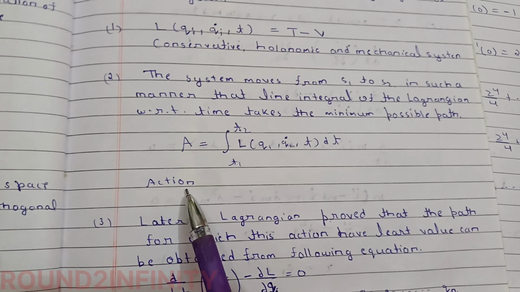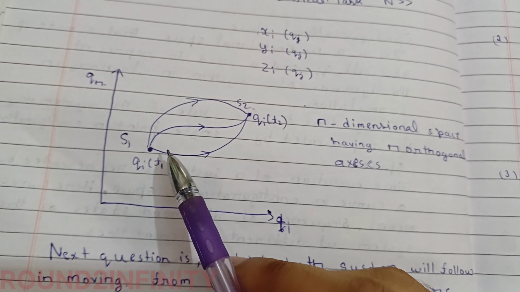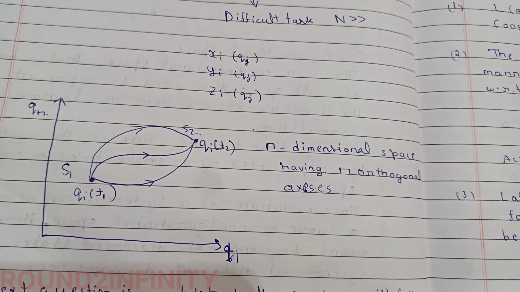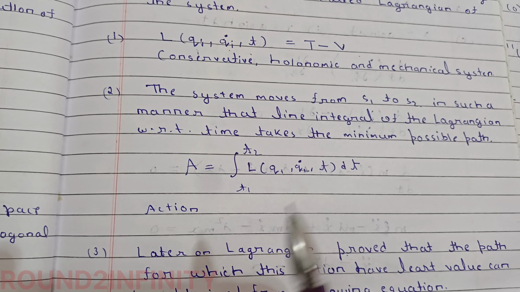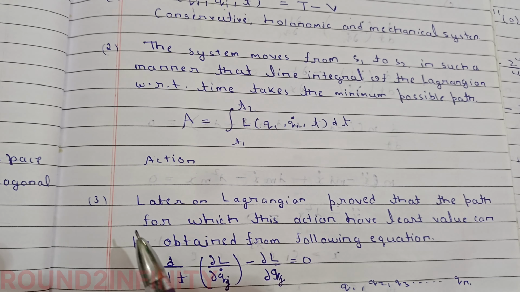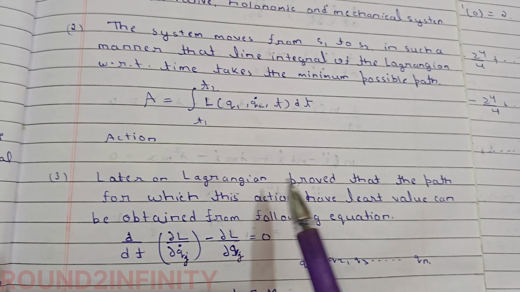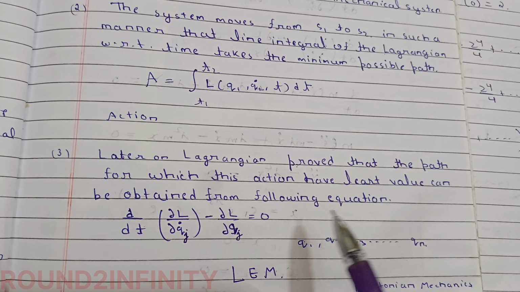Okay, so now how can you find for which Lagrangian it will be minimum, because there are infinite paths, so infinite Lagrangians will be there? So for which will it be minimum? Here Lagrange comes to rescue us. He said that later on Lagrange proved that the path for which this action has the least value can be obtained from the following equation.